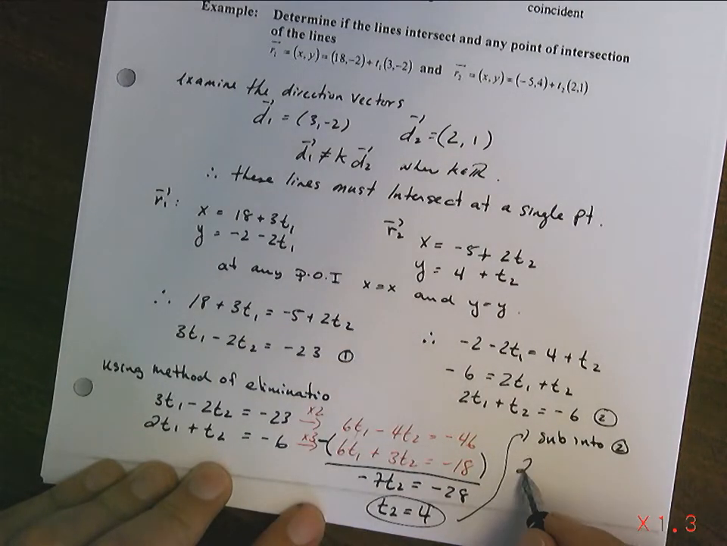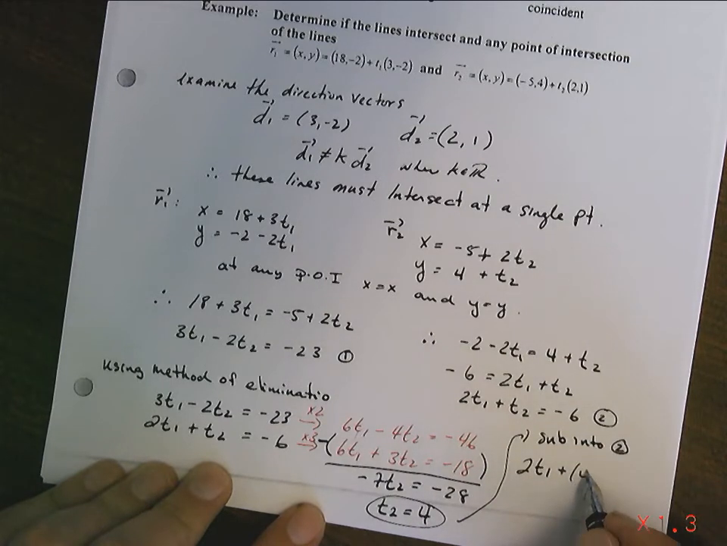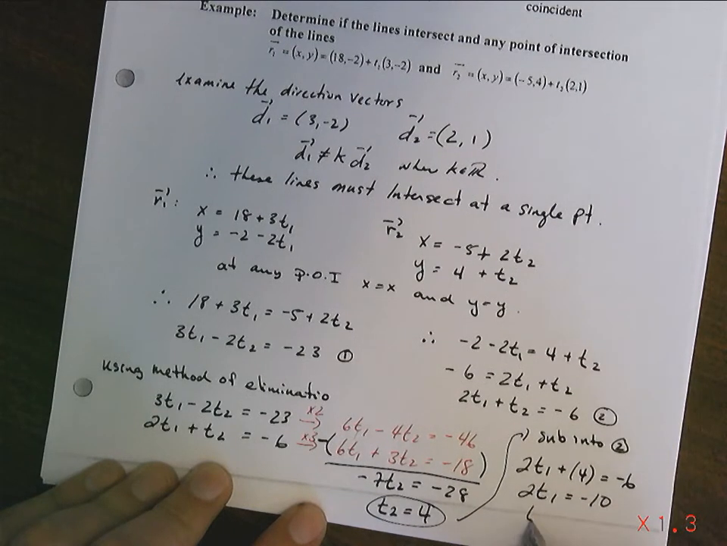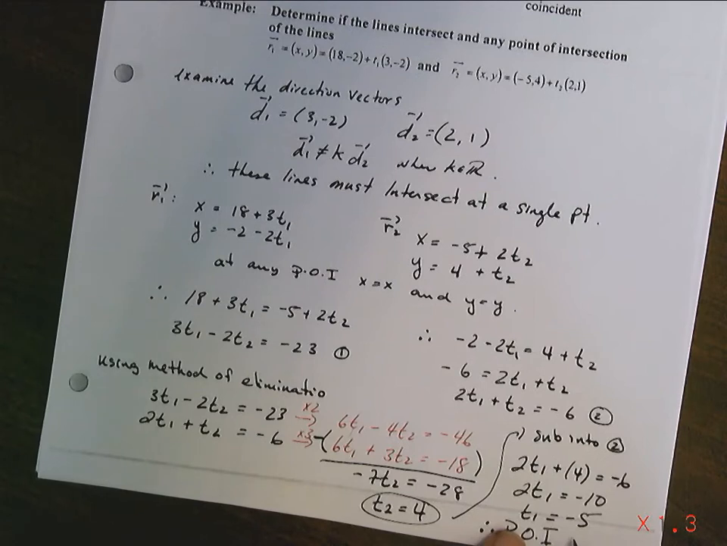So it's going to be 2t1 plus, t2 is 4 in this case, equals negative 6. So you're going to get 2t1 equals negative 10, t1 equals negative 5. Therefore, the point of intersection is equal to negative 5, negative 4.